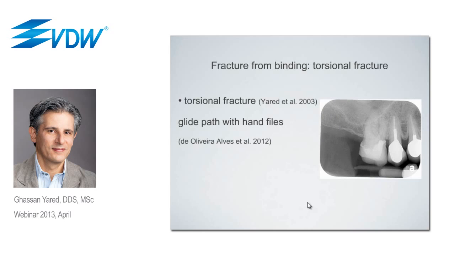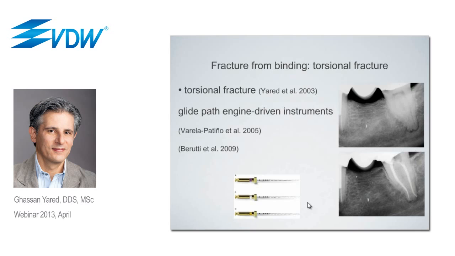A glide path isn't created only because we want a minimum enlargement in a curved canal, but it is also important for rotary instruments when the canals are very calcified. The glide path can also be created with engine-driven instruments, like the PathFiles from Dentsply. I don't know if you are familiar with the PathFiles. There are 3 PathFiles. These are very good instruments to create a glide path.